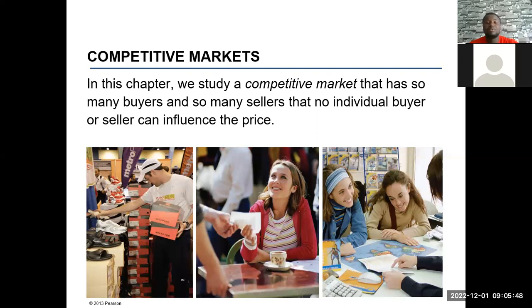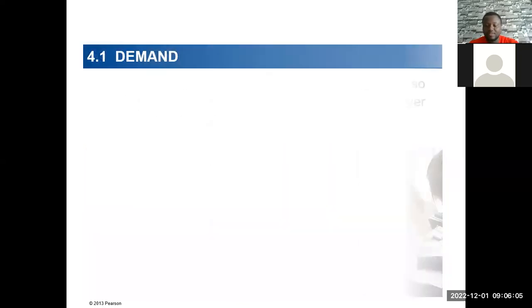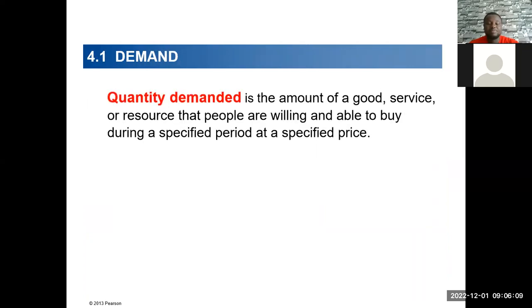So there are quite a number of markets. The two extreme cases are the competitive markets, and the most imperfect market is the monopoly market. But in between these two, we have different forms of markets. But for the sake of this lesson, we focus on a competitive market. Okay. So let's begin with demand. What is quantity demanded?